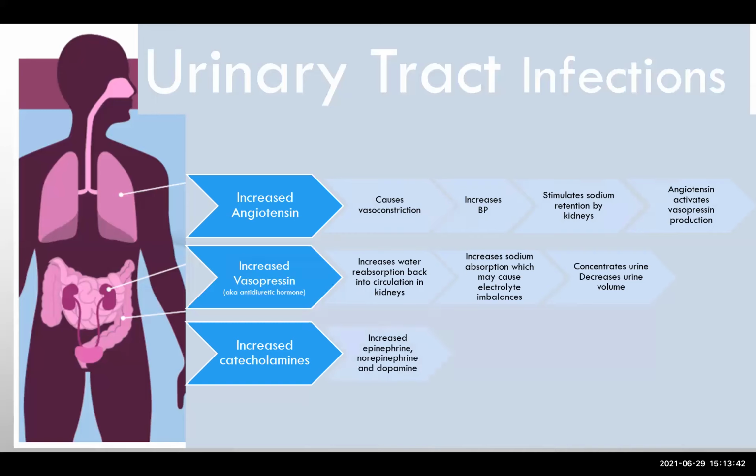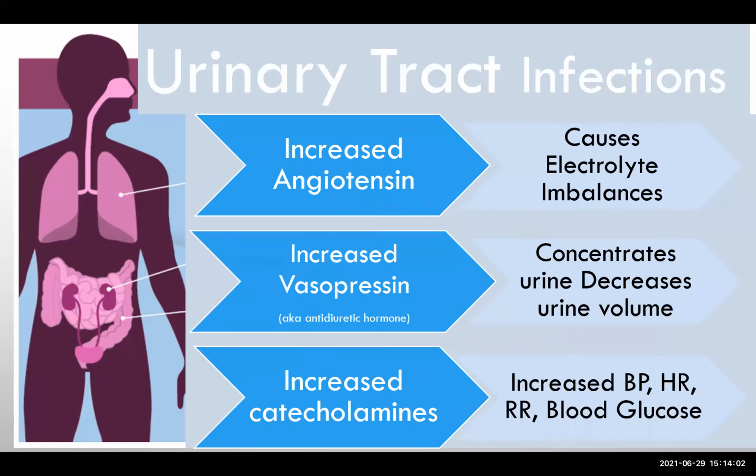Lastly, your increased catecholamines increase epinephrine, norepinephrine, and dopamine. It increases a fight or flight response, and that increases the blood pressure, heart rate, respiratory rate, and in some situations, blood glucose. So that's one of the assessment items that you want to do if you're suspecting sepsis on a patient.